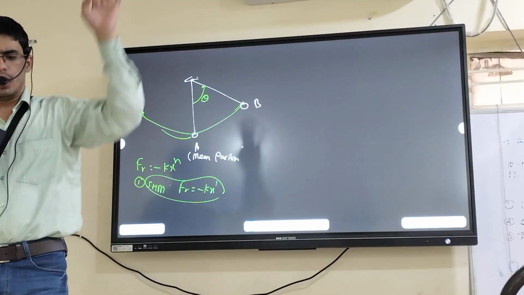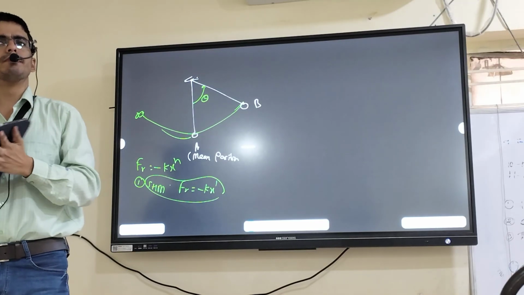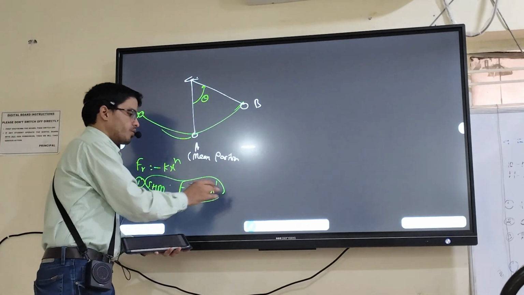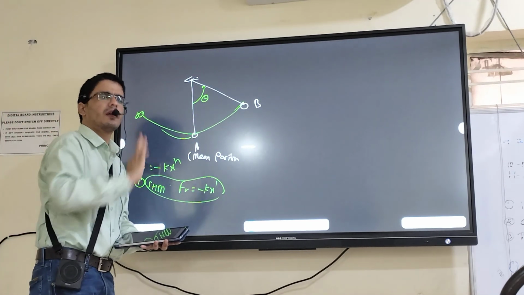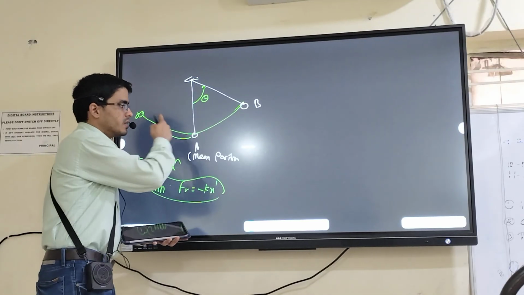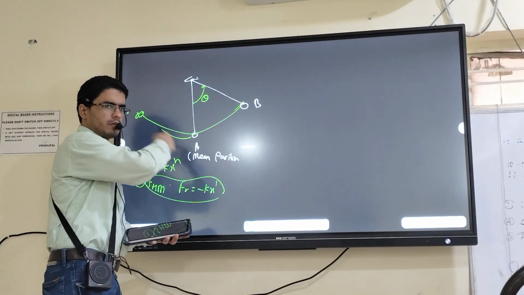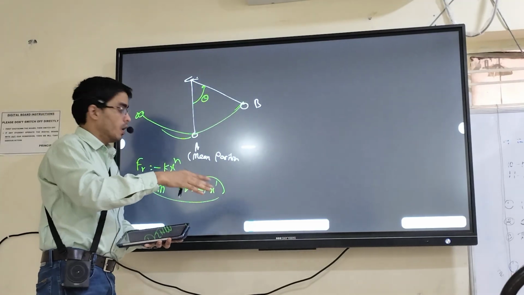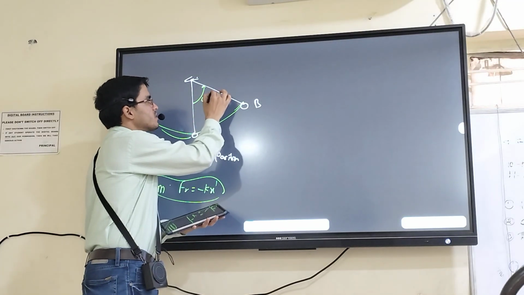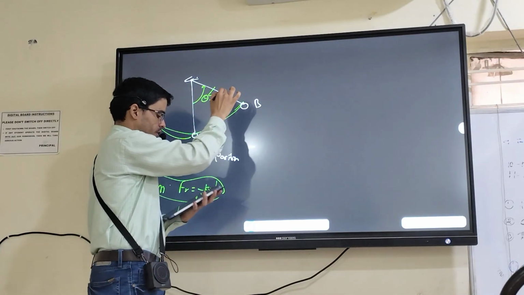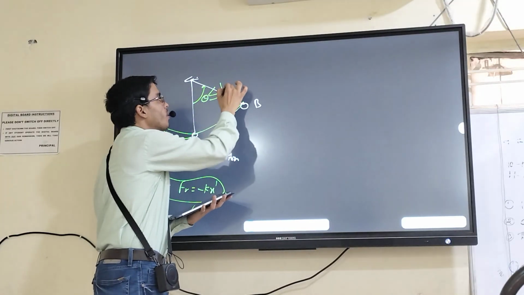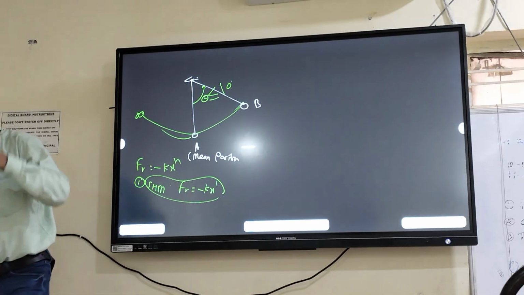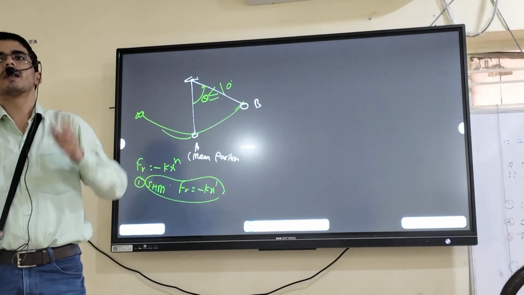How can I identify simple? Minus k x with n equals 1. And suppose n equals 2, that is not simple, that is different. Got my point? Oscillation has two parts, and simple harmonic motion is present there. So see, what is the problem? Suppose this theta is less than or equal to 10 degrees. See what I am telling. If theta is less than 10 degrees, then it is called simple harmonic motion. Otherwise, it is called non-simple harmonic motion.